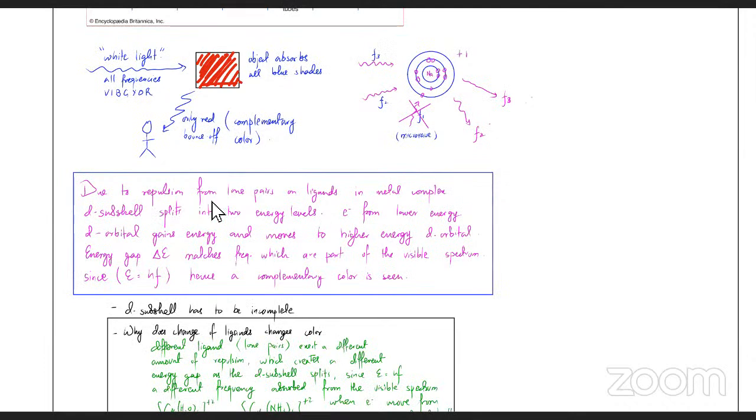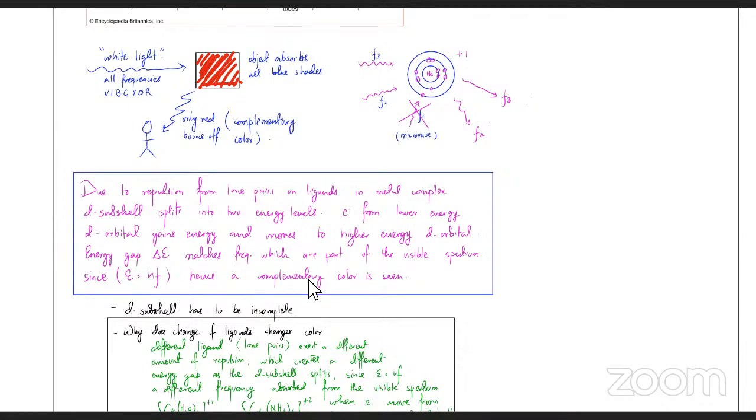Due to repulsion from lone pairs on ligands in metal complexes, the d subshell splits into two energy levels. Electrons from the lower energy d orbital gain energy and move to the higher energy d orbital. The energy gap delta E matches frequencies which are part of the visible spectrum. Hence, you see a complementary color.